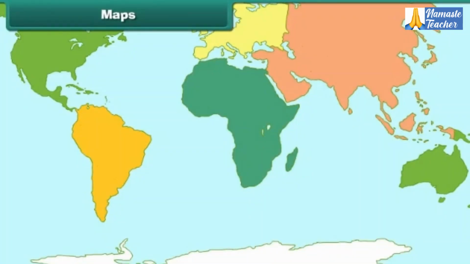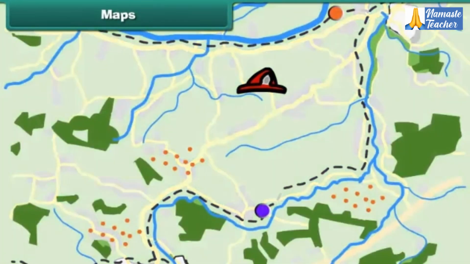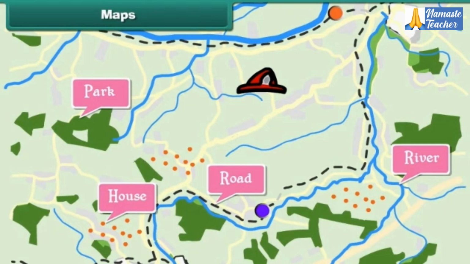Maps. A map represents some portion or all of Earth's surface diagrammatically. It shows countries of the world, their capitals, cities, and towns. It also shows the various landforms and water bodies on Earth. Maps use pictures or signs to denote rivers, mountains, etc. Such pictures and signs are known as symbols. Some common symbols used in maps are black lines to represent roads, blue lines to represent rivers, the color green to represent parks, dots to represent houses, and a fireman's hat to represent fire stations.